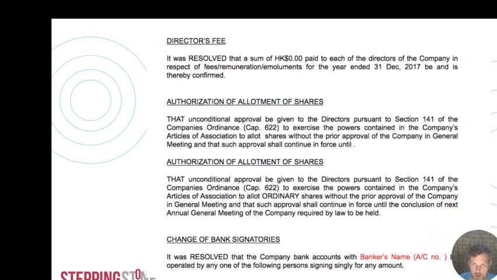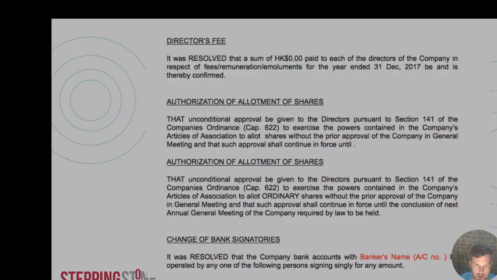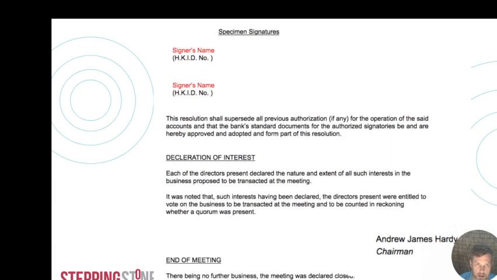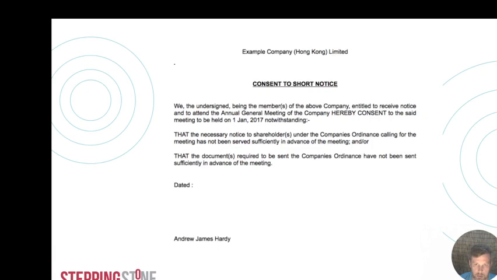Even if it's zero, I think it's worthwhile stating in here that it is zero and having that signed off. We then have the authorization of allotment of shares. So here we just have the ability that the directors can issue extra shares without having to have prior approval of the company. This gives a little bit of flexibility and enables the directors to raise more capital if need be. So that's the middle here. And then we have the change of bank signatories as we did before. And the specimen signatures, declaration of interest, end of meeting, and it's signed off by the chairman.